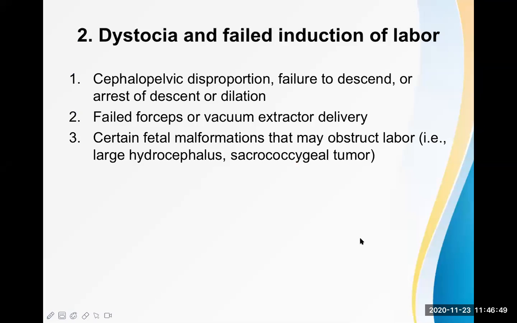Now, other types of conditions where cesarean section is done is dystocia and failed induction of the labor. Dystocia is abnormal labor. Eutocia is normal labor. We all know the term now. And when failed induction of labor is there, you have to go for cesarean section. And these are the situations where this happen. See there, again CPD or cephalopelvic disproportion, failure to descend or arrest of the descent or dilation of the cervix. There's no other way, you go for cesarean. Failed forceps or vacuum delivery, go for cesarean. Certain fetal malformation that may obstruct labor, like large hydrocephalus, sacrococcygeal tumor, a big cyst which is present in the neck, isn't it? So all these are delivered by cesarean section because there is obstruction of the labor. Quite easy to understand.